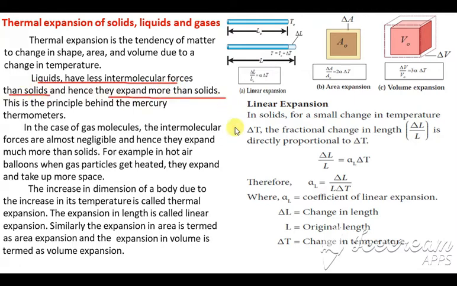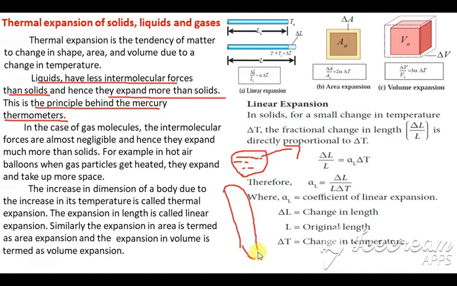First, the liquids have less intermolecular forces than the solids and so they expand more than the solids. So when we consider liquids, they have less intermolecular forces, so they expand more. This is the principle behind mercury thermometers. Why do we use mercury in thermometers? Because it rises to a larger extent.